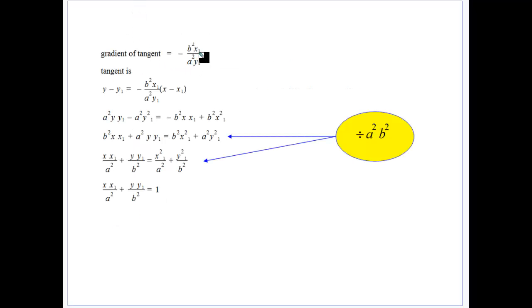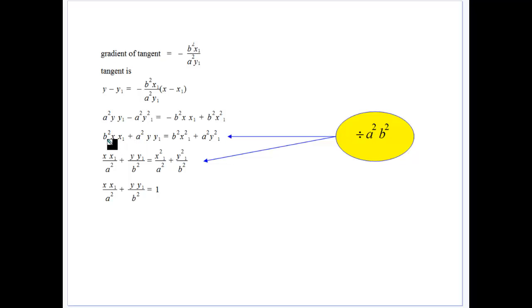So the gradient there, it would be pick a point on the ellipse, say x1, y1. Well, sub those values in. There's our gradient. The tangent is going to be y minus y1 equals the gradient times x minus x1. Expand it out. Now, there's going to be a little bit of manipulation to do. Now, we get to this point here. So we've expanded it out. We've collected terms across here.